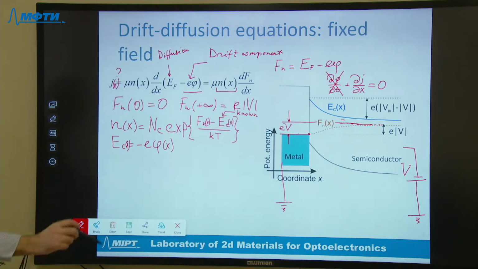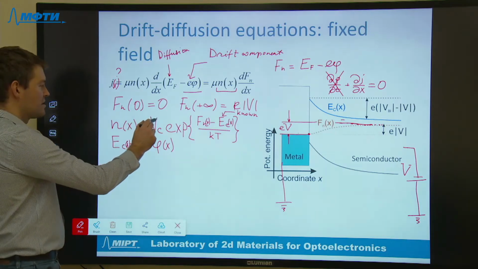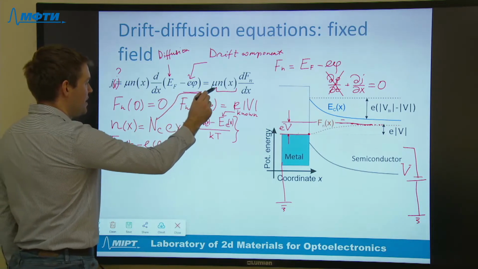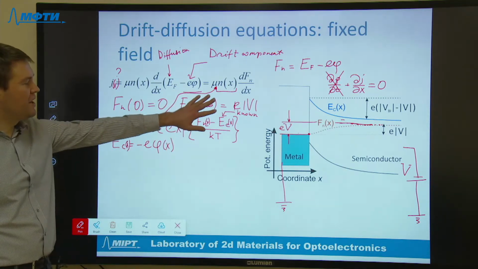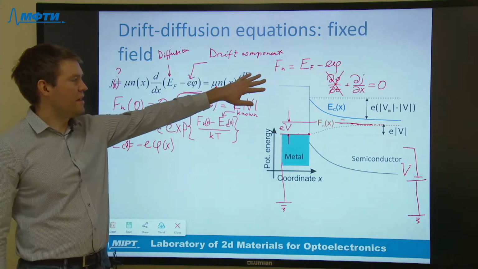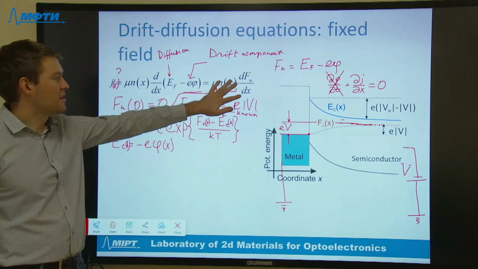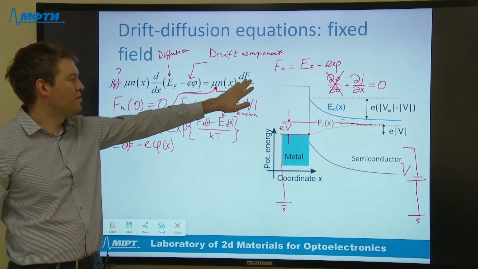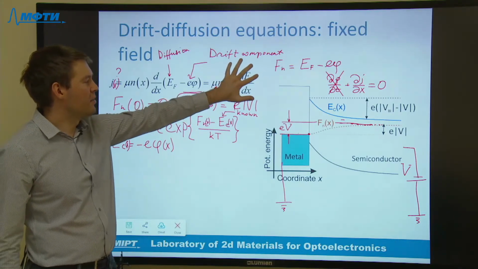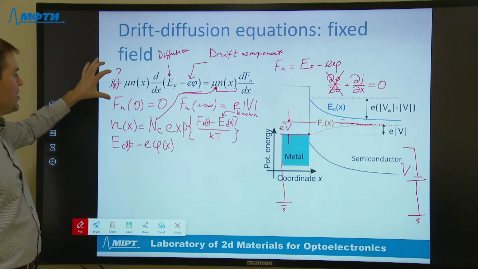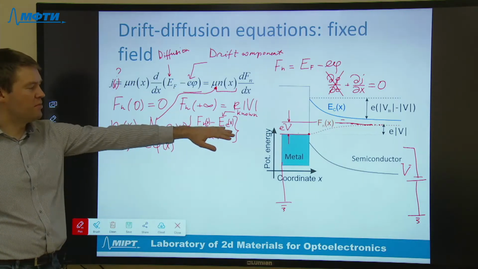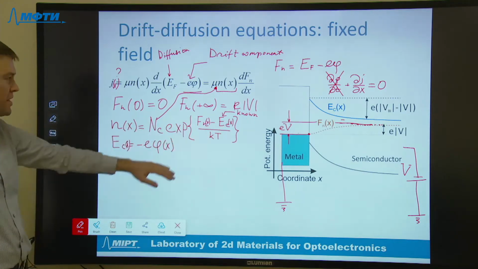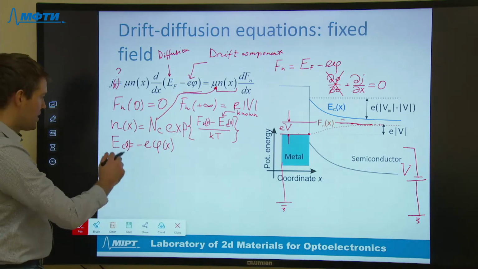Now what do we do next? We substitute the expression for the density of electrons in the expression for the current and split the variables. All the stuff that contains the quasi-Fermi level is retained in the right-hand side, and all the stuff that is associated with the conduction band bottom depending on the coordinate is moved to the left side.